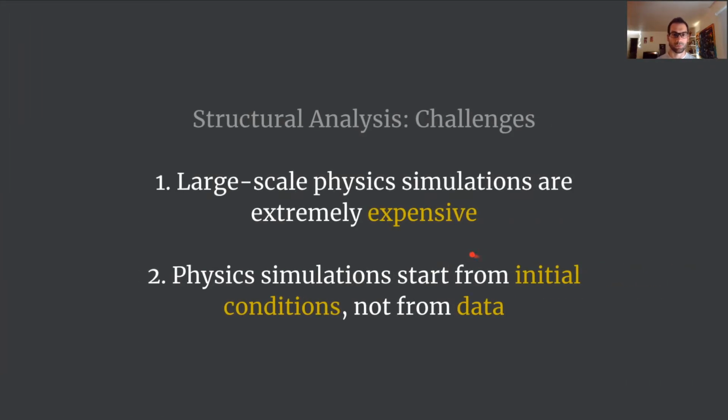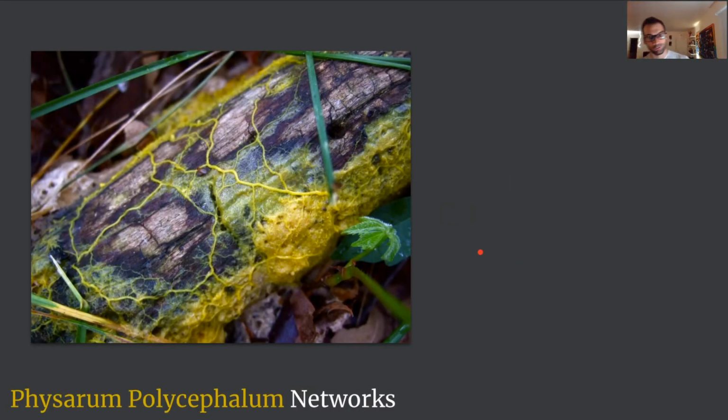When it comes to the structural analysis, the main challenges are that the large-scale physical simulations that I mentioned already are very expensive. They take months on supercomputers to perform. The second issue is that physics simulations start from initial conditions, like a homogeneous gas distribution, not from data. So you can't feed today's observed galaxy positions to a physics simulation and hope to obtain the cosmic web out of it. To overcome this challenge, we got inspired from nature.